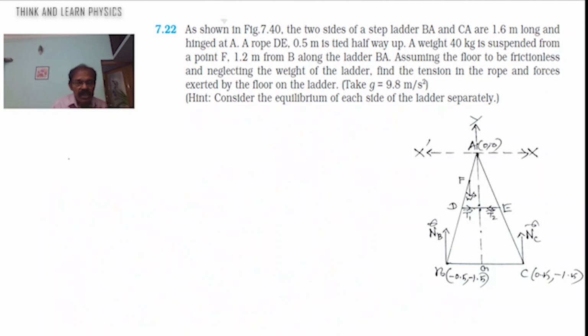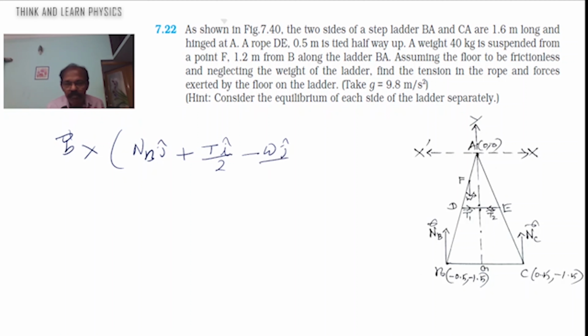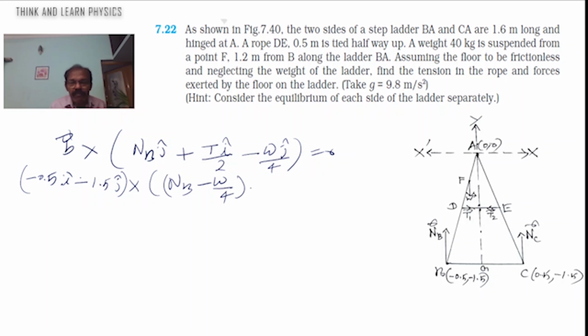Now, this can be written as B vector cross within bracket NB into j cap plus T plus T i cap by 2 minus W j cap by 4 equals 0. That means minus 0.5 i cap minus 1.5 j cap cross NB minus W by 4 into j cap plus T by 2 into i cap equals 0.